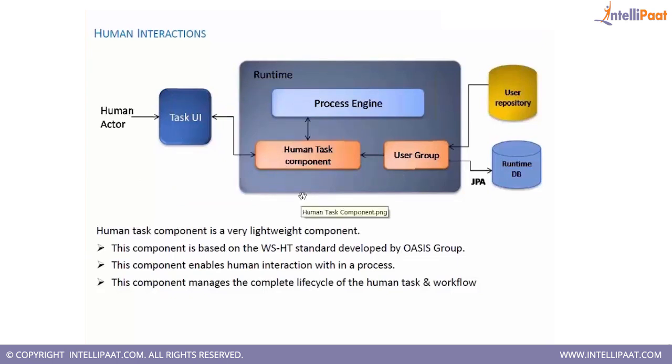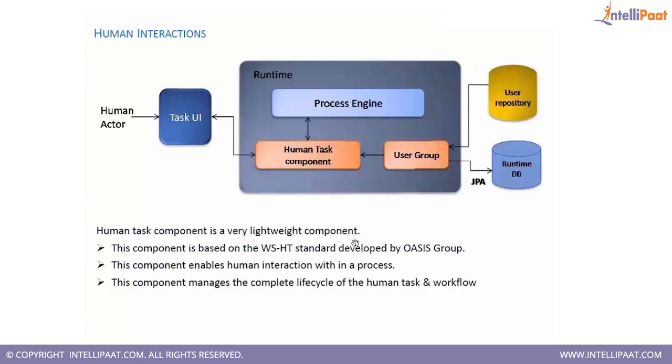And again, the human task gets the input, does all its job. Once the task is completed, it again gives back the control to the process engine for it to go forward and execute the other tasks that are configured in the process. And this runtime DB is used for actually storing transaction data, the runtime data, and that is again standards-based interaction. It uses JPA connectivity to store and retrieve the data in the runtime database. So this is the whole high-level diagram of how a human interaction occurs within a process engine.